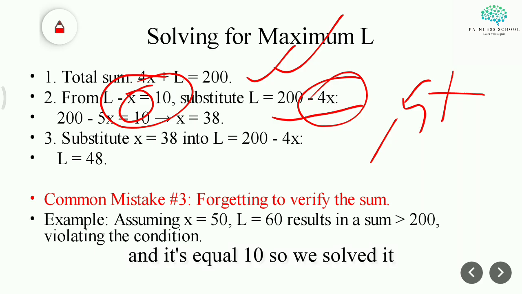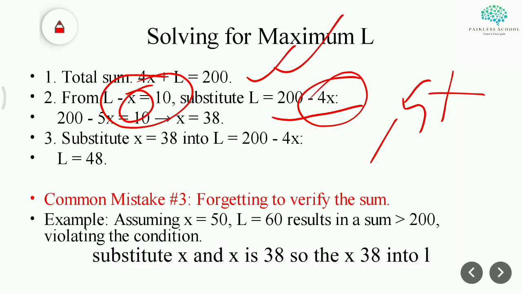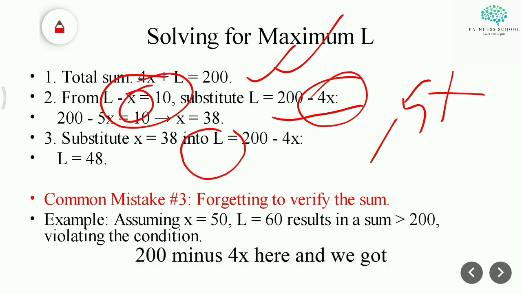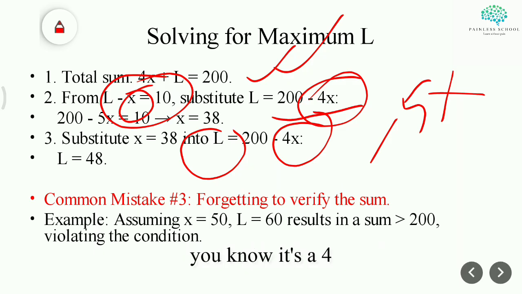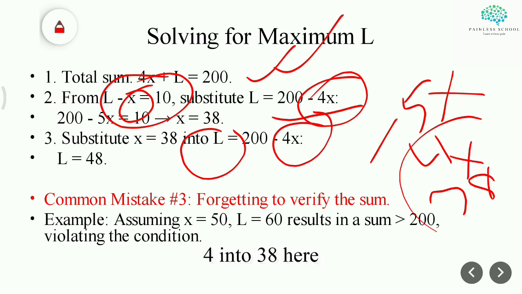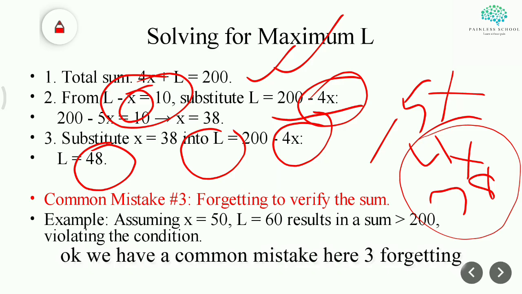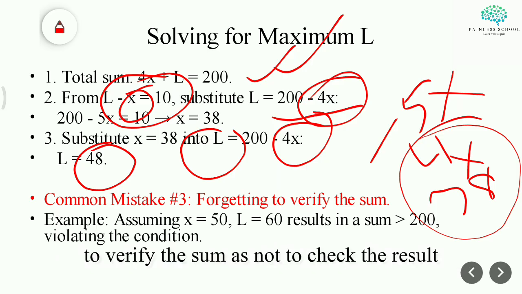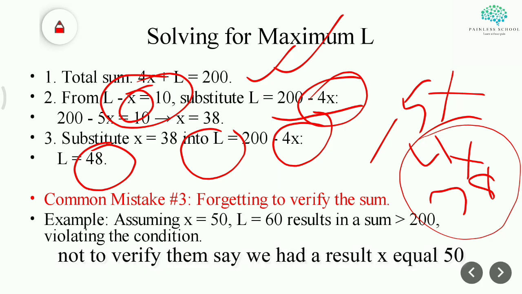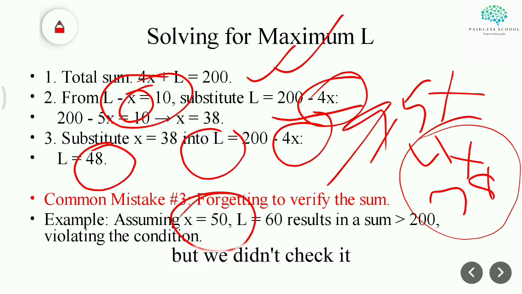So we solved it: X is 38. Substitute X equal to 38 into L. So L equals 200 minus 4X, which is 4 times 38, and the result is ultimately 48. Another common mistake, number 3, is forgetting to verify the sum, not checking the result. Say we had X equal to 50 but didn't check it. You should not do this.